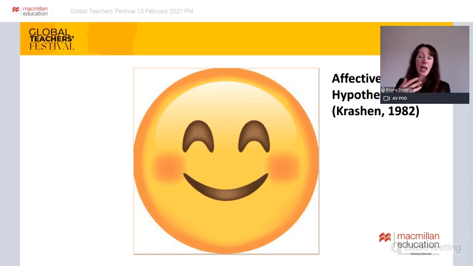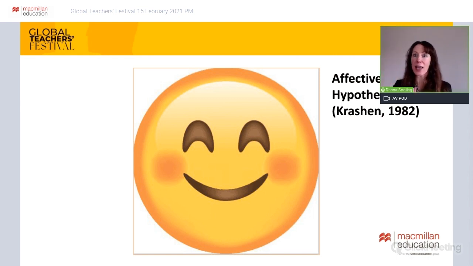So we want students' affective filter down. We want them relaxed, happy, feeling supportive, feeling safe, feeling friendly, all of those things. So have a think in your classroom. How do your students feel? What can you do to improve things? See what you think. And now we're moving on to our last and final letter of festival.